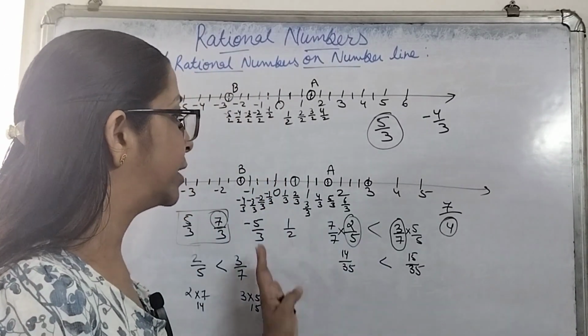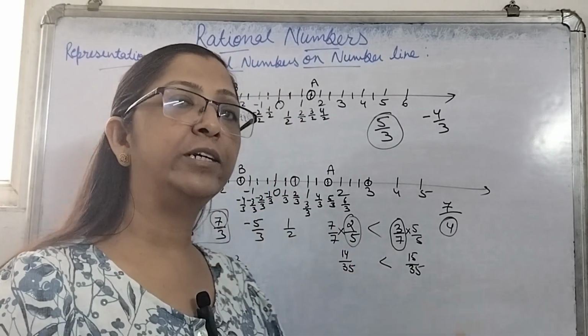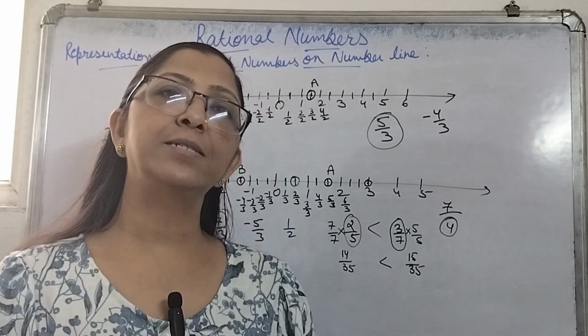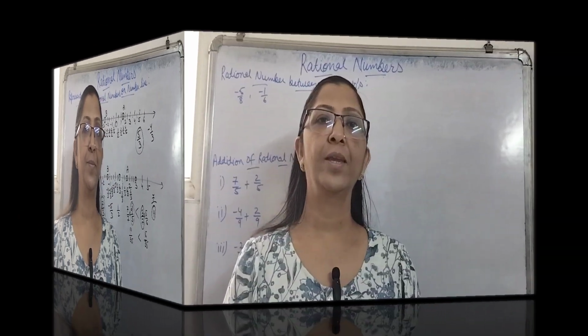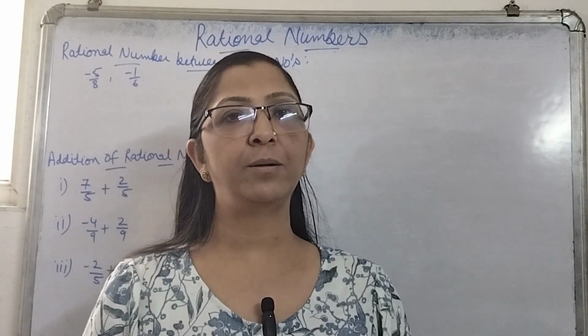And once we know which number is greater and which number is smaller, we can just convert them into ascending order. We can write the numbers in ascending order, and in descending order also. Now let's understand how to find rational numbers between any given rational numbers.